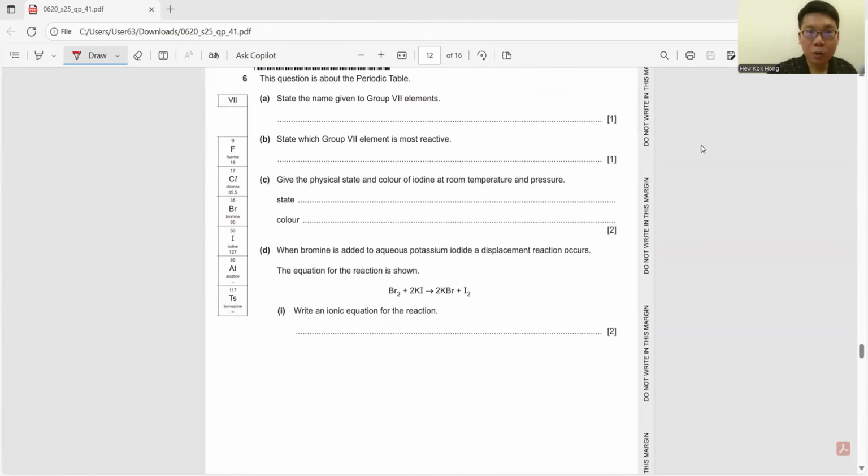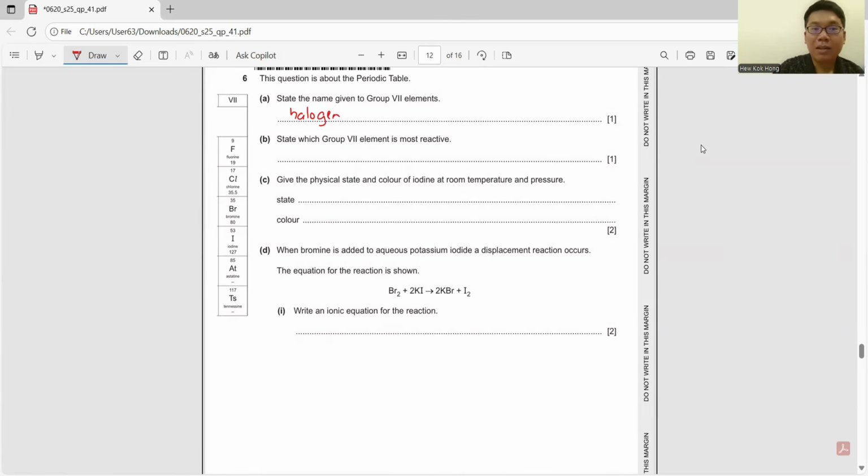Question 6. This question is about periodic table. State the name given to group 7 elements. It is halogen. B. State which group 7 element is most reactive.